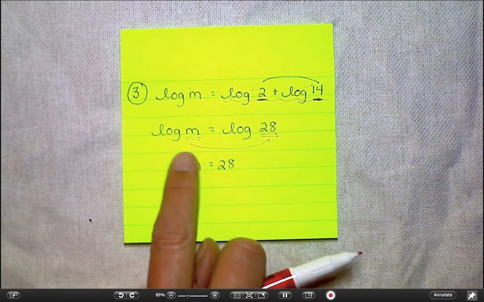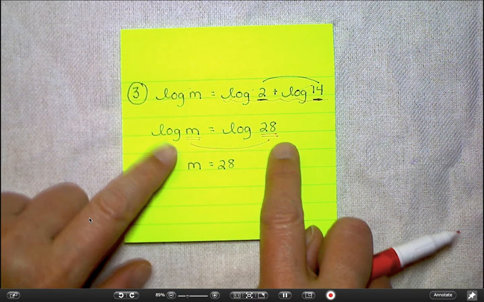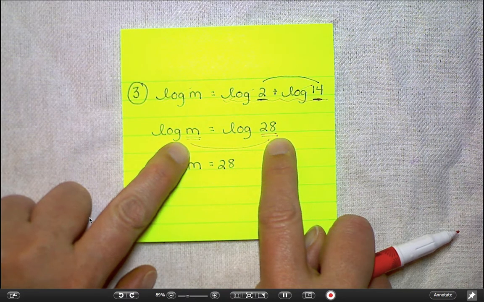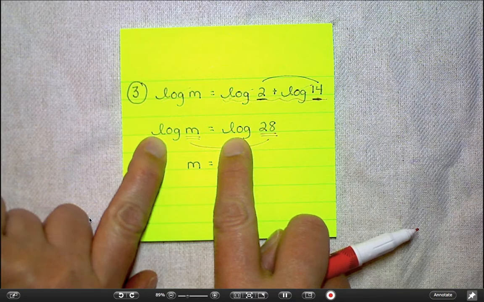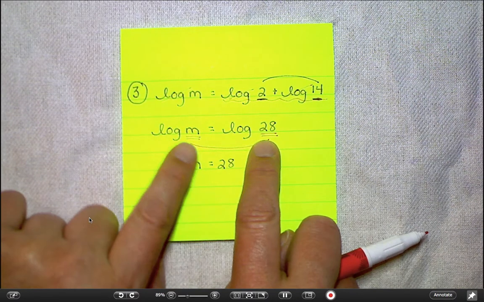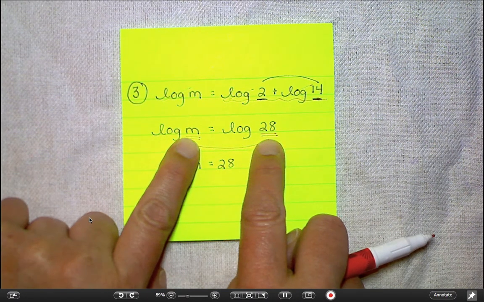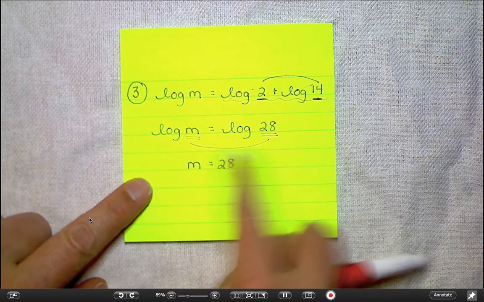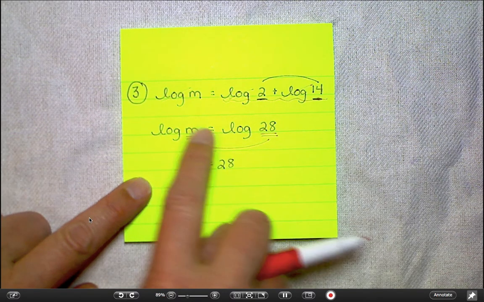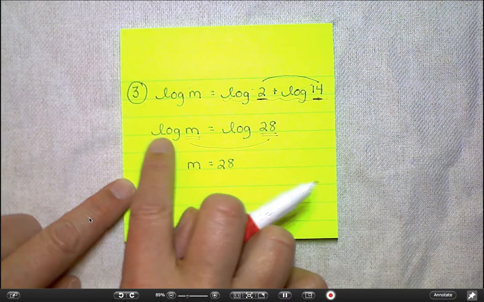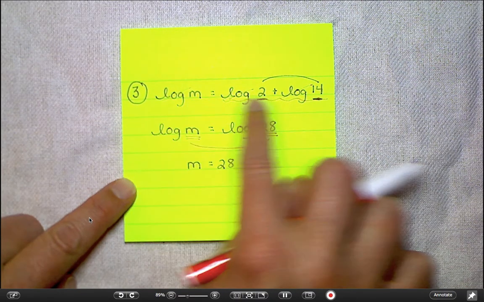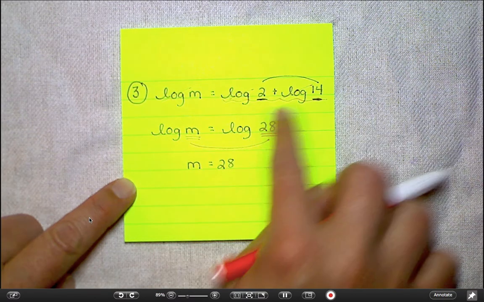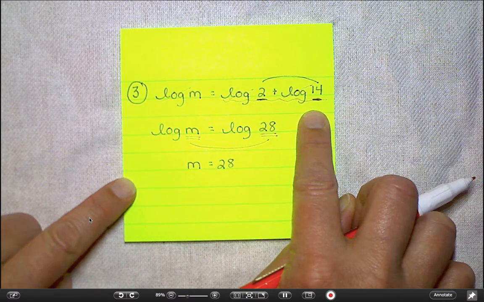So we can say this because these two things are in the same position, so we can say that they're equal. We are not getting rid of these logs. We're just saying this number must match this number. So you can't take this step until you get yourself down to a point where you have one log equals another log. You can't take that step when you've got multiple logs. You have to do that combining piece first.